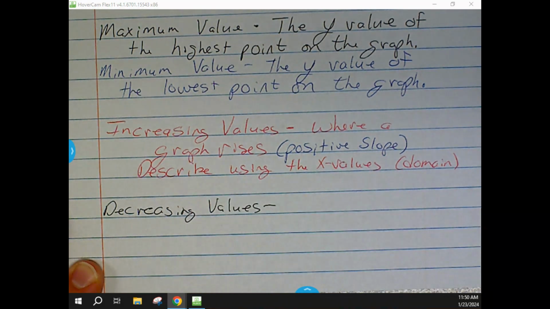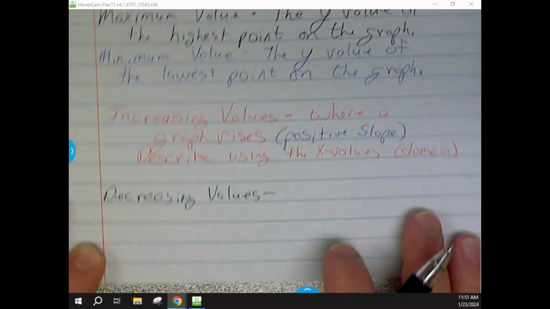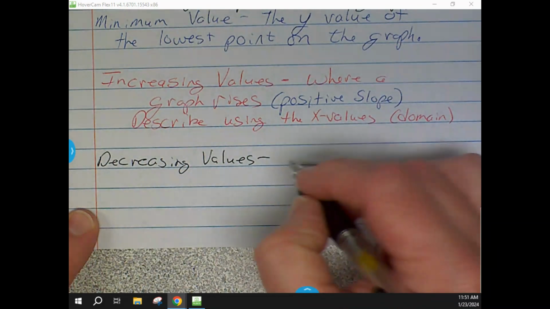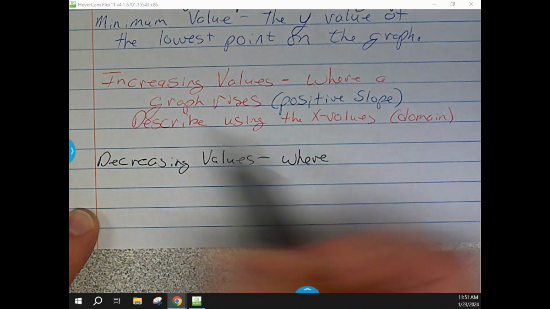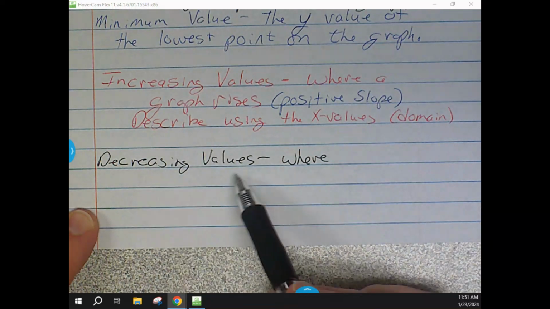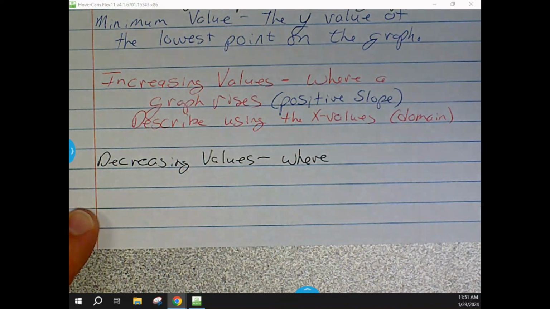Okay, for decreasing values. If increasing is where you've got a positive slope, decreasing is where you're going to have a graph that falls, where you've got a negative slope.